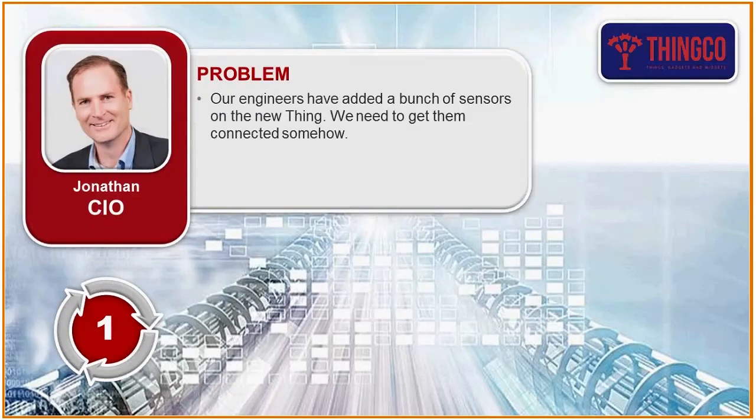All right, so let's get going with Sprint 1. So, Jay, as CIO, one of the problems that I have is how are we going to get all of this data from these sensors of the new thing? The engineers, the guys that are building the new mega thing, have got a bunch of sensors on there to bring it into the next century, but we need to somehow connect them. How can we do that?